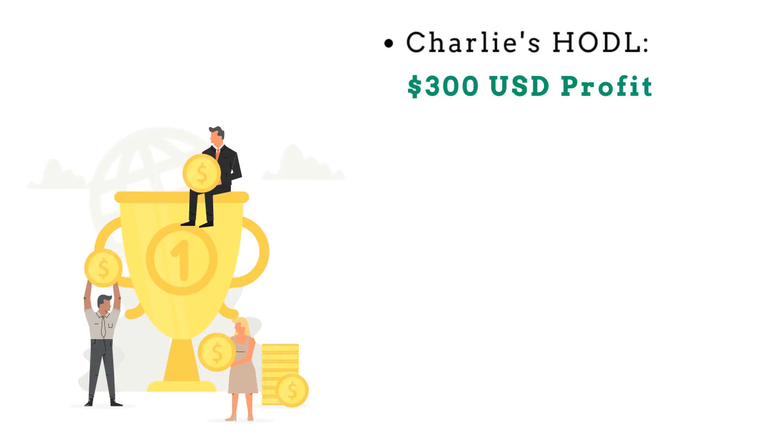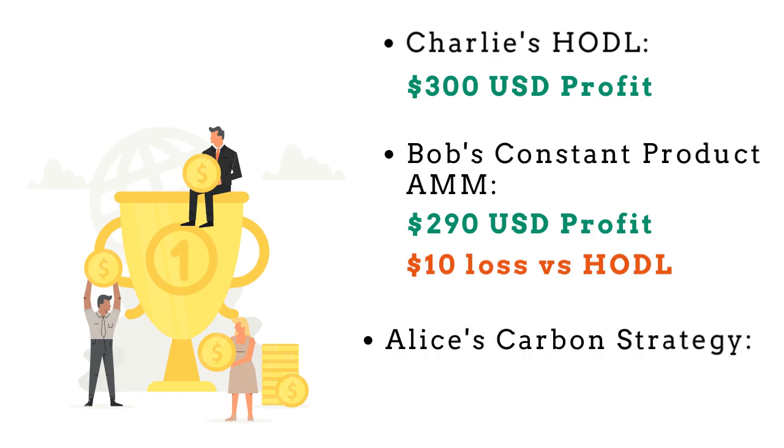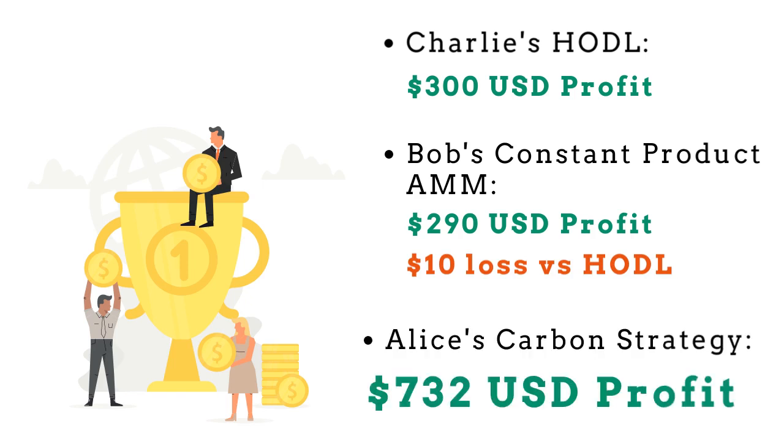Charlie's HODL strategy earned him a $300 profit. Bob made a $290 profit by providing liquidity to a constant product AMM, but a $10 loss versus HODL. Alice, by creating a custom strategy on carbon, earned a $732 profit.